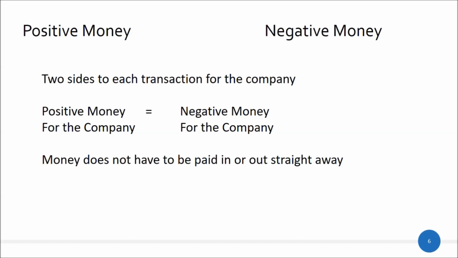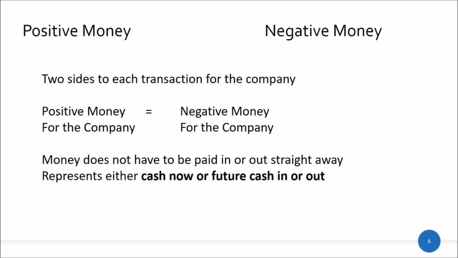Now when I'm talking in terms of money, the money doesn't have to come in or out straight away. It could come in the future. It could go out in the future. It doesn't actually have to be an immediate movement of money from the bank account. All it does is represent either cash, now or in the future. So it's either cash in or out in the future, or cash that we've got hold of now.